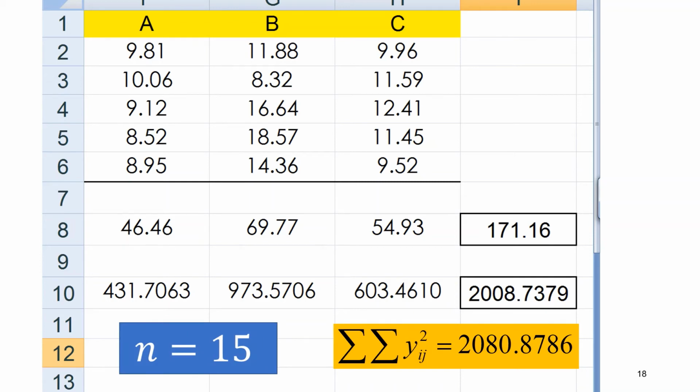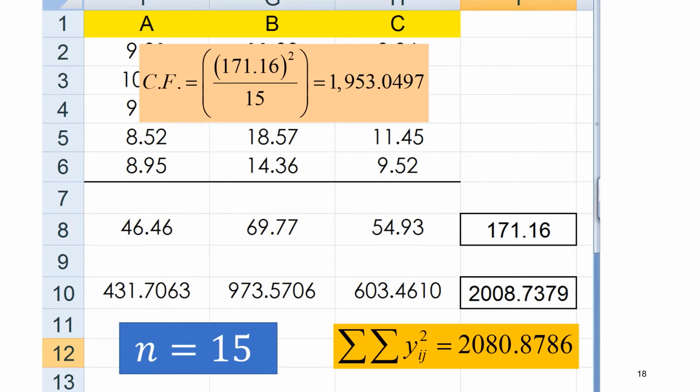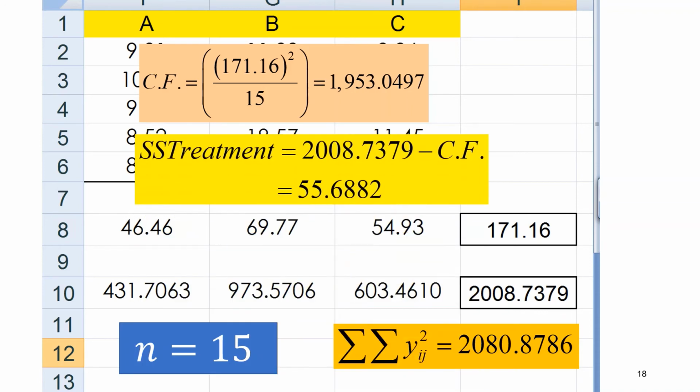Next, calculate the correction factor, denoted by CF, which is the total for all of the observations squared divided by the number of observations. Here it is 171.16 squared divided by 15, which is equal to 1953.0497. Sum of squares of treatment is total of the square of the sum divided by the sample size minus CF, which is 2008.7379 minus CF, equal to 55.6882.